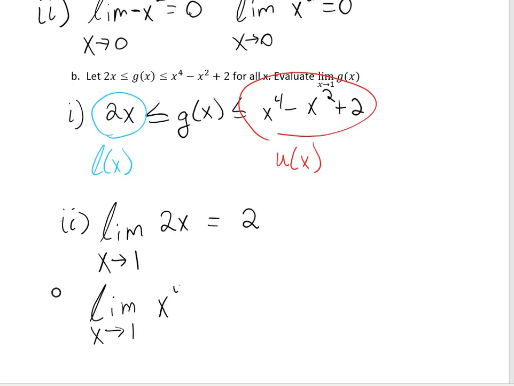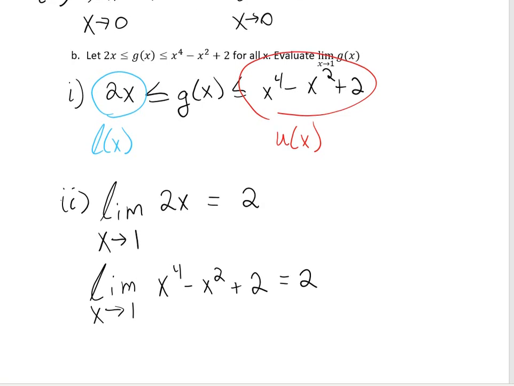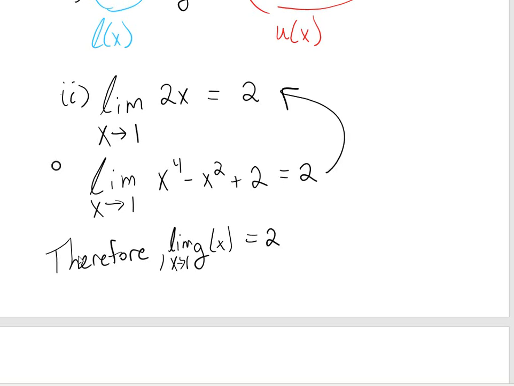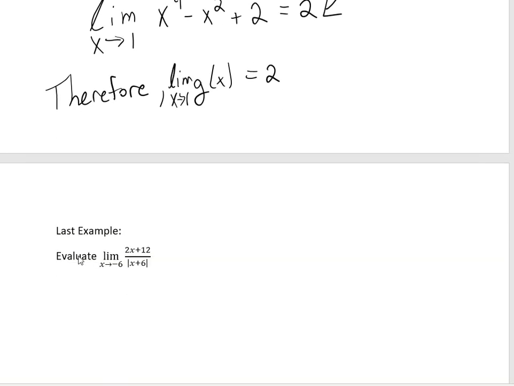So we're going to have x to the fourth minus x squared plus 2. That's going to be 1 minus 1 plus 2, which will also be 2. So since those two limits are the same, then what we would say is therefore g of x, or the limit of it as x approaches 1, must also equal 2 since these two are equal. Awesome. So that is how we would use the squeeze theorem.